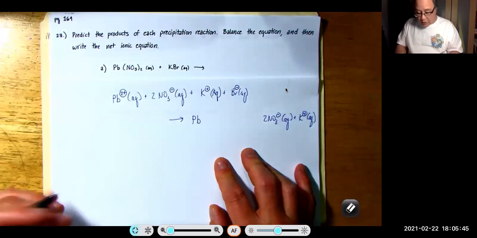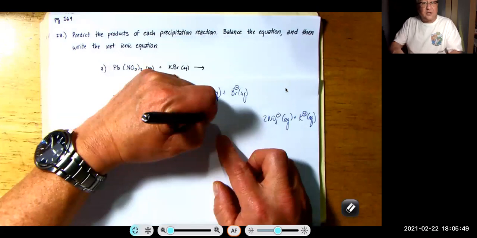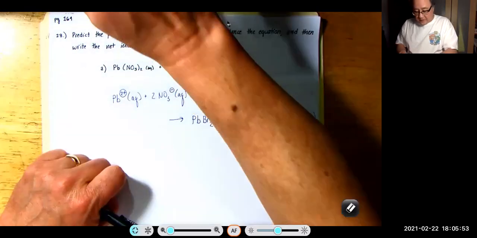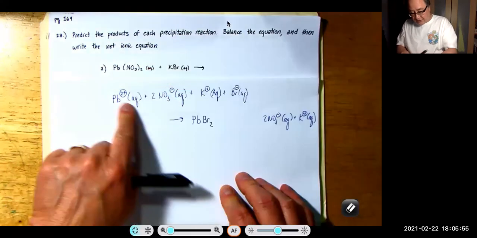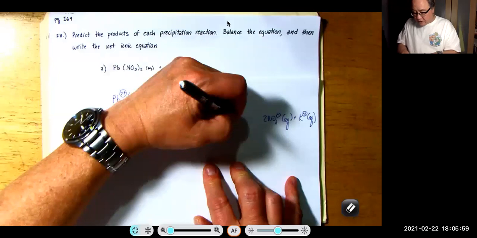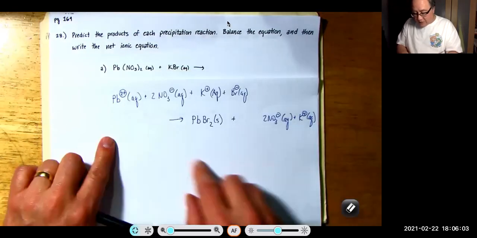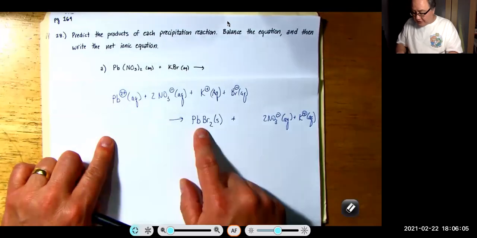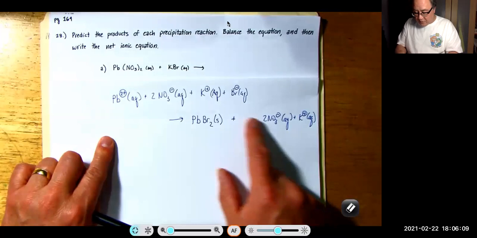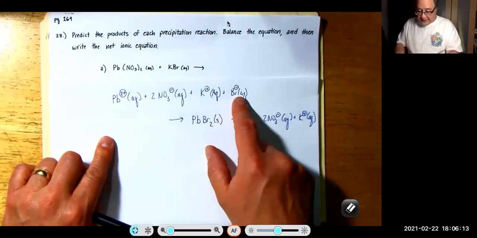So we need 2 bromides for 1 of the leads. So this will be the solid, and this is what's left over. Now to balance this, you can see that we have 1 lead, 2 nitrates, 2 nitrates, 1 potassium, 2 bromides, 1 bromide and 2 bromides. That's not going to work.